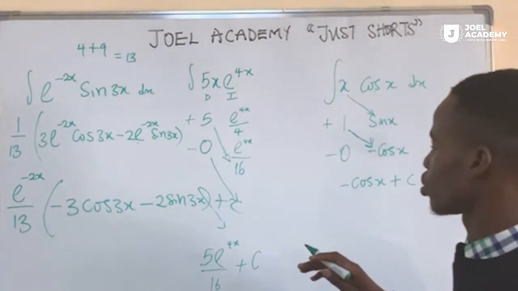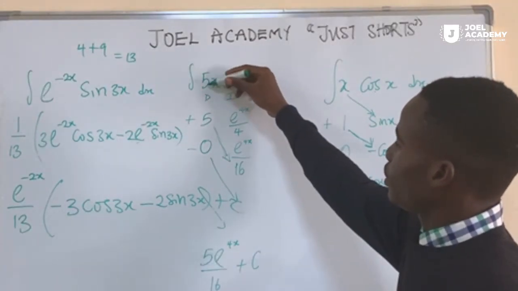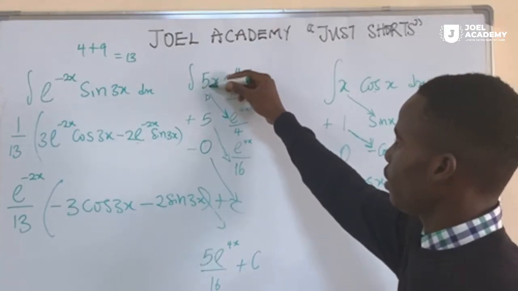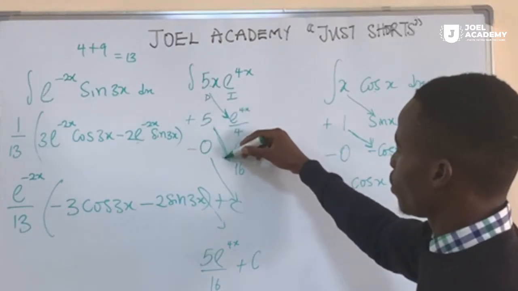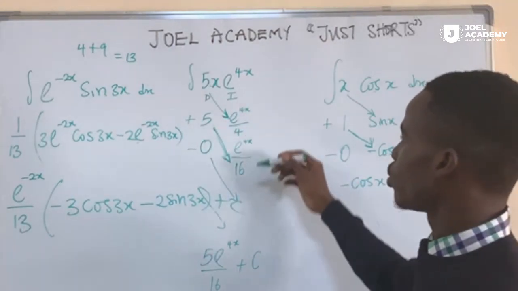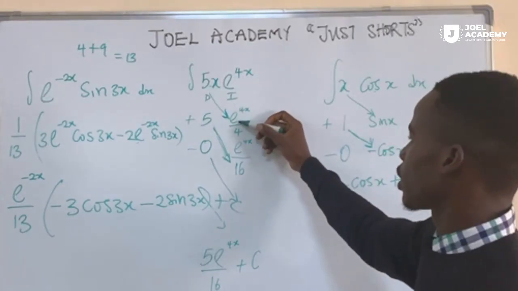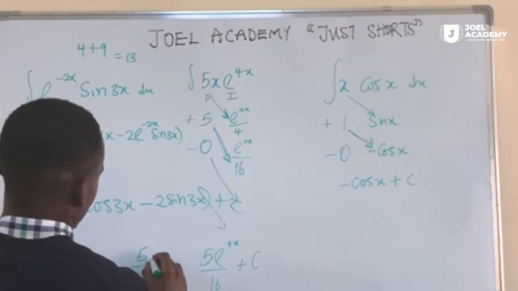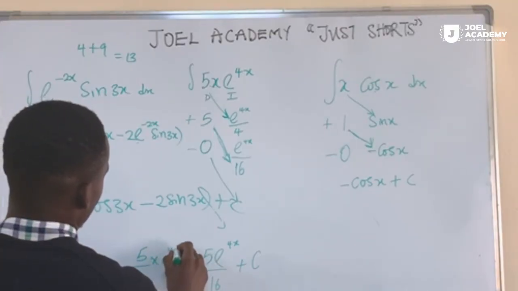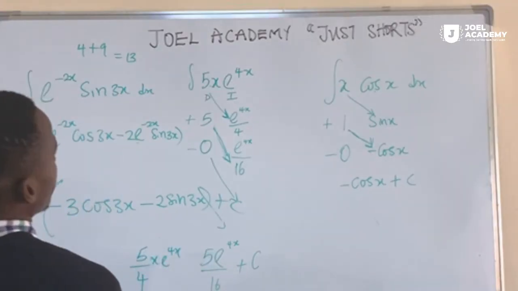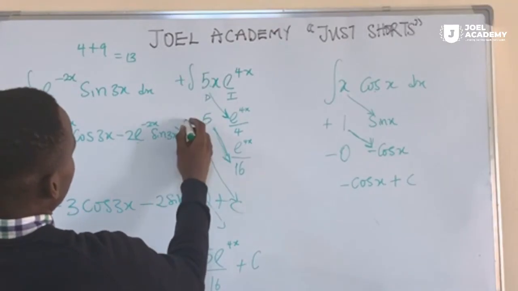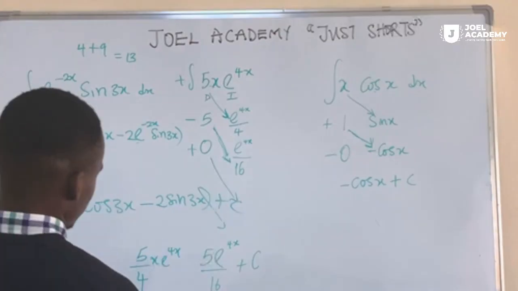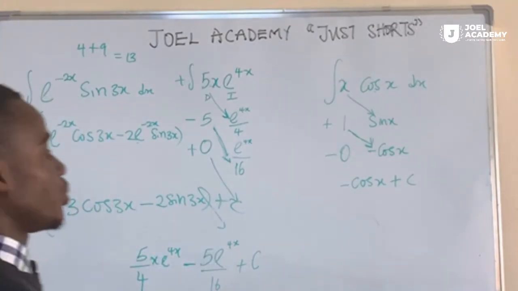Please note, we are starting with 5x. So 5x comes to this place. I was supposed to write 5x out. 5x comes here. 5 comes here, right? 0 comes here. There's nothing here. So how about 5x times what? Exponential 4x over 4. So we're having something like this. 5 over 4 x exponential 4x. So this plus, this minus, this plus. So this plus, the next one is what? Minus. Minus this.